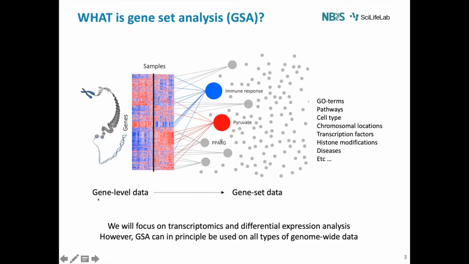So the idea is to transform this gene-level data, so the fold changes between your groups, into gene set data. So for example, seeing that inflammatory pathways or immune response are downregulated or upregulated, in this case for pyruvates and so on. The gene set per se can be many things, and they can mean different things depending on what you are actually looking at. So for example, gene ontology terms, pathways, cell types, chromosome location, transcription factors, histone modifications, diseases, and so on and so forth.